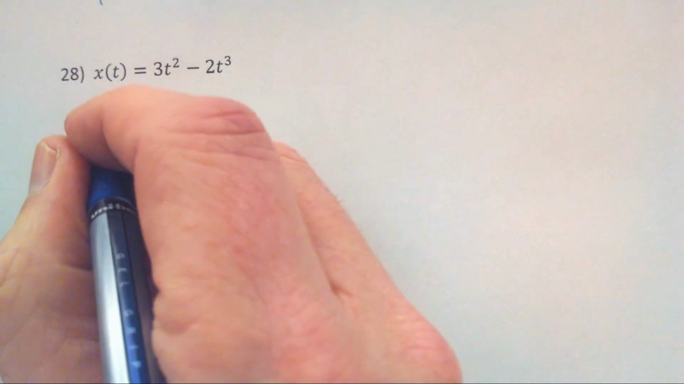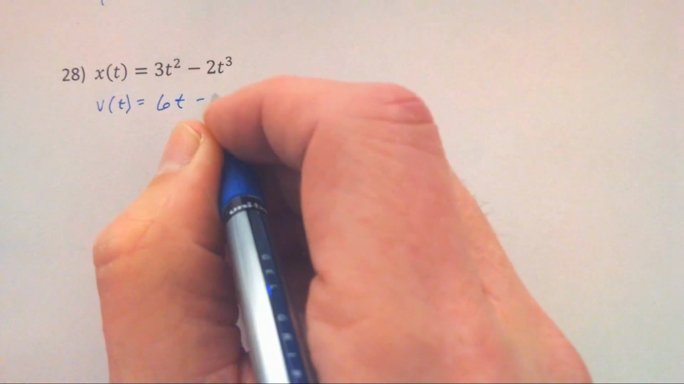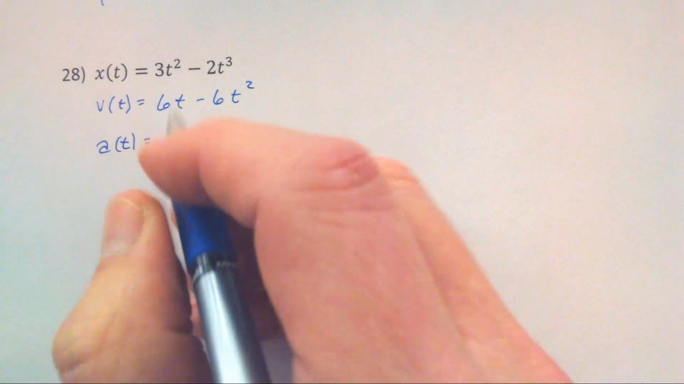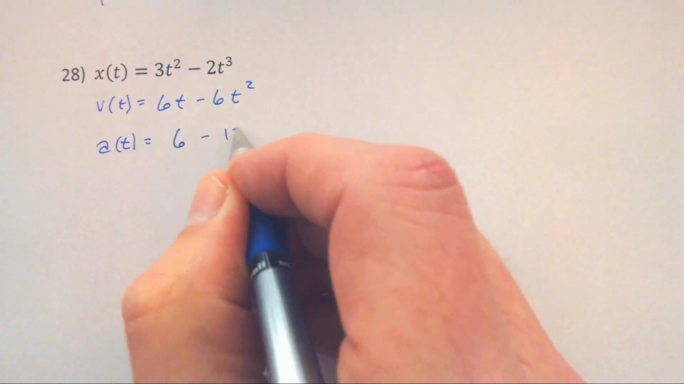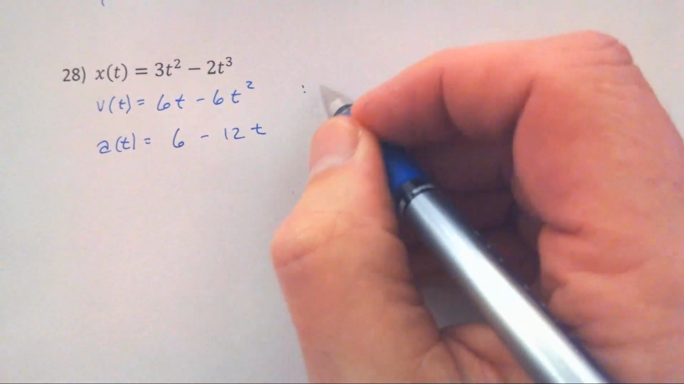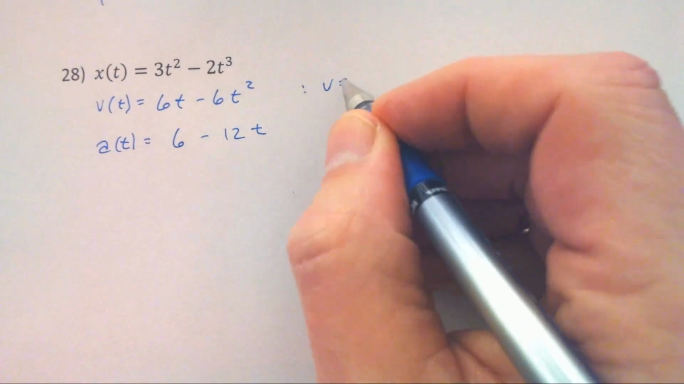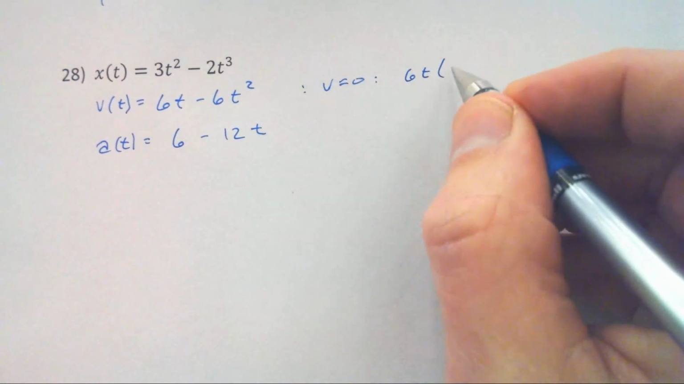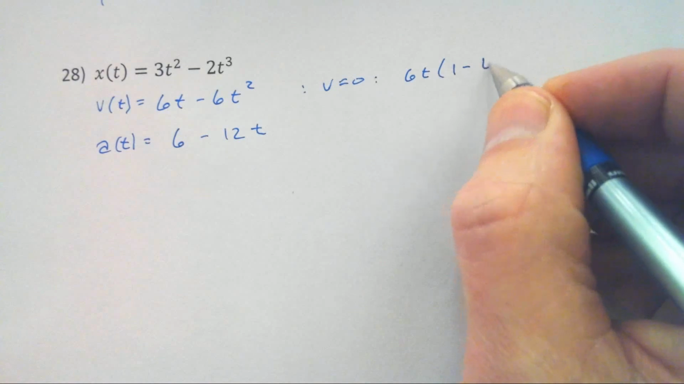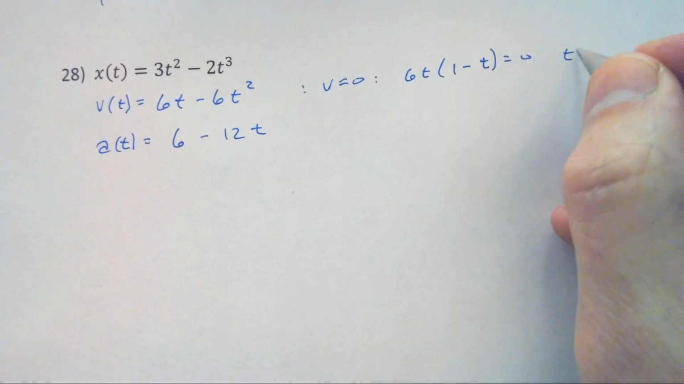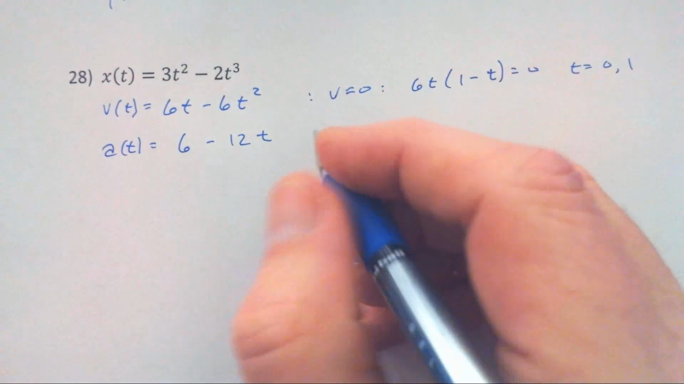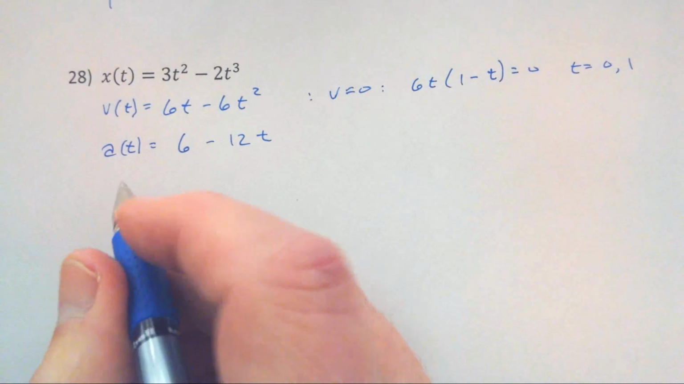Let's see. Velocity at time t is 6t minus 6t squared. Acceleration at time t is 6 minus 12t. I might as well get this out of the way. Velocity equals 0 when 6t times (1 minus t) equals 0, at t equals 0 and 1. Kind of writing uphill here. And let's get started with this.